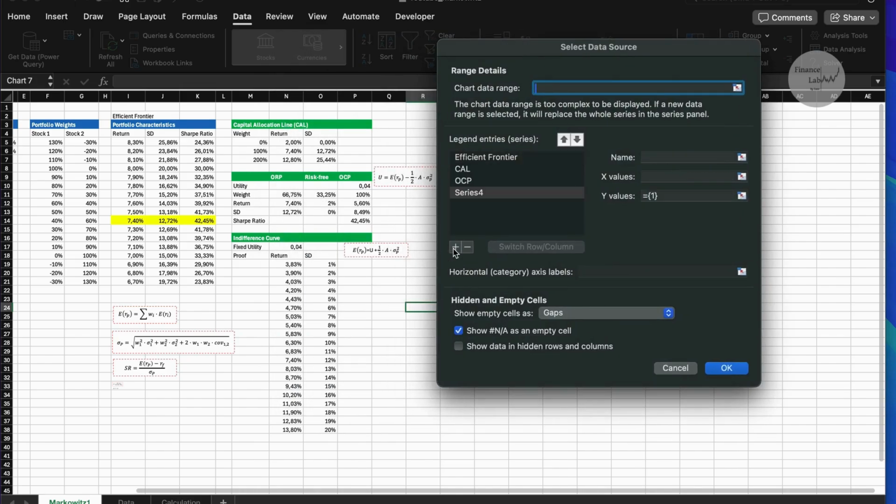We can observe that the optimal complete portfolio is the tangency point of the capital allocation line with the indifference curve.